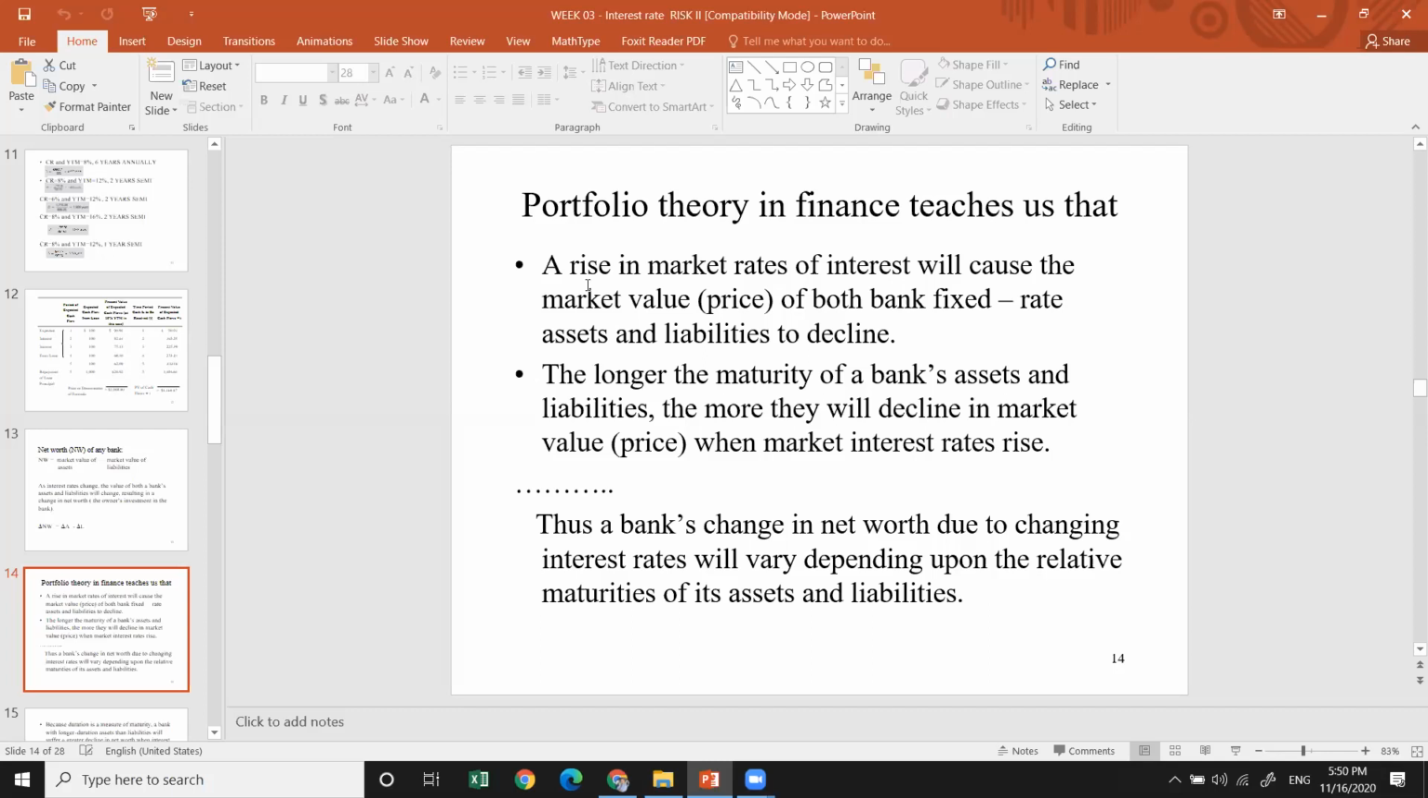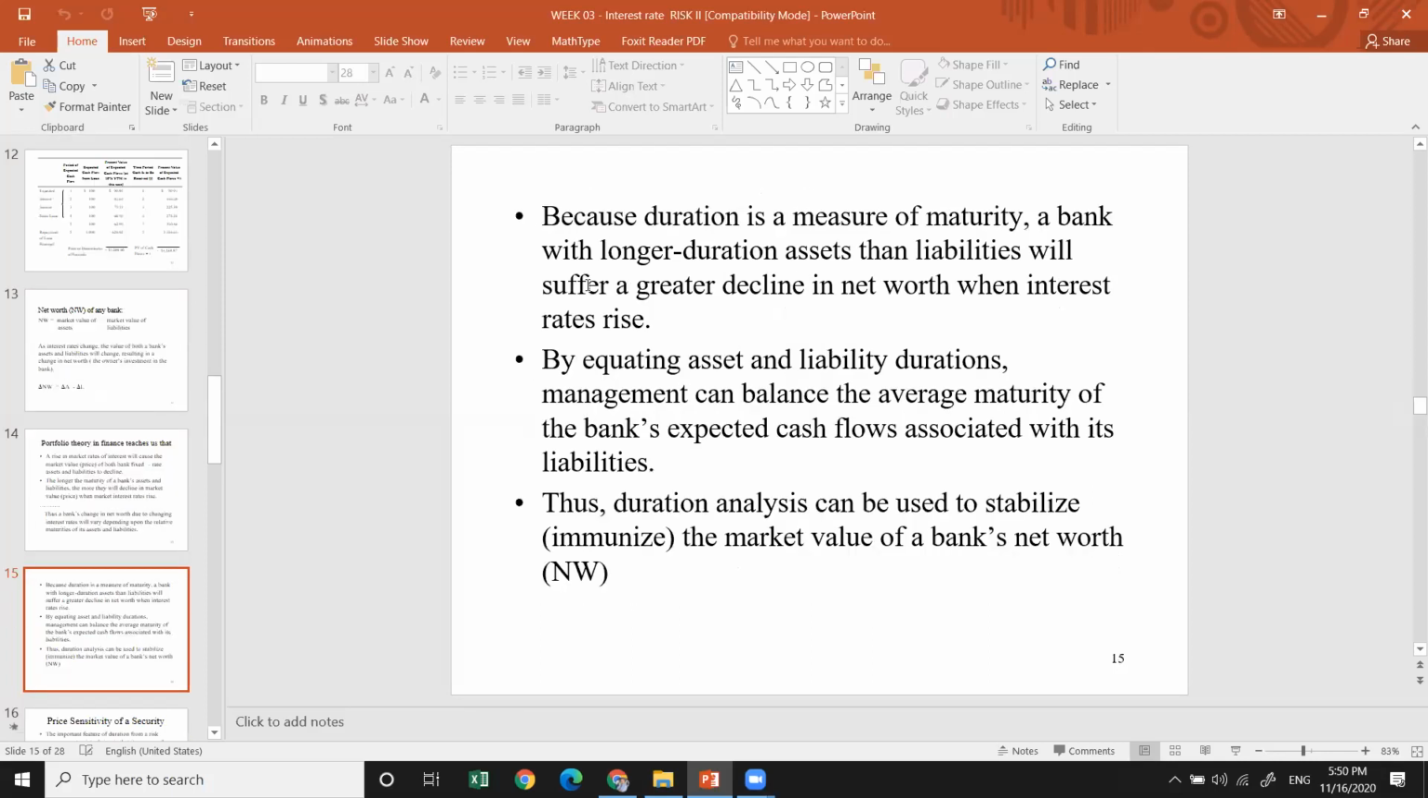And bank change in net worth due to the change in interest rate will be depending upon the relative maturity of its assets and liabilities. This is what you should have taken into account while you're estimating any duration, any changes in net worth of the bank, while changes in interest rate take place. Because the duration measures the maturity, the bank with a longer duration asset and liability will suffer a greater decline in the net worth when interest rate rises.